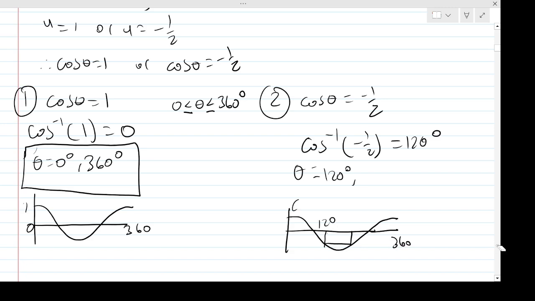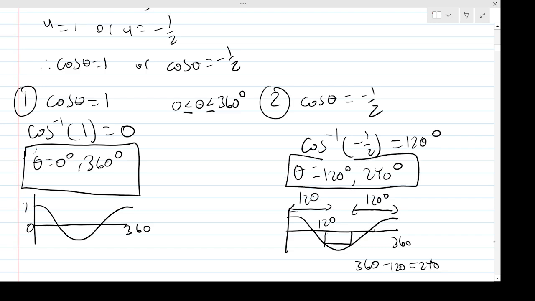Which means that between one end of the curve and the first solution, that gap is 120. That's the same gap between the second solution and the other end of the curve at 360, right? Which means to get the next solution here, we take away 120 from 360. If we do 360 take away 120, we get 240. And that would be the next solution there. Okay, those are the only two solutions we can see between 0 and 360. There we are then. So those are my two solutions here.